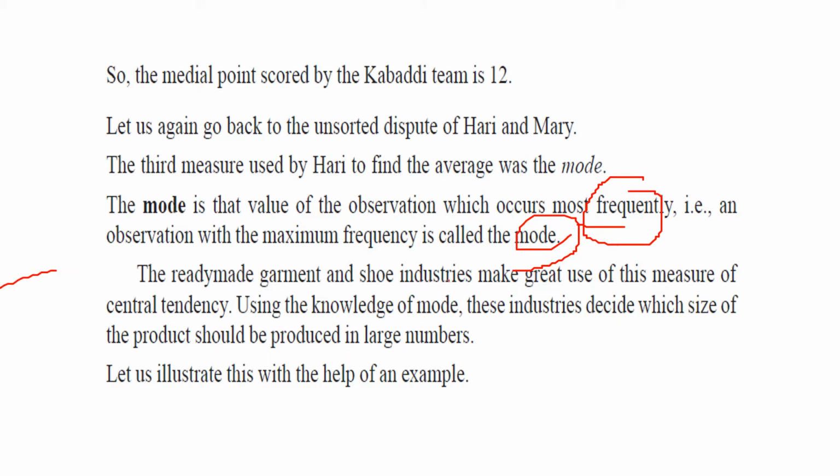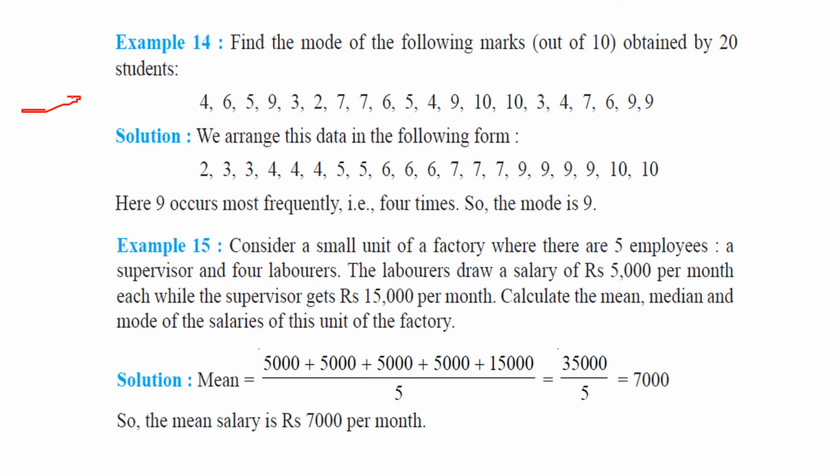The ready-made garment and shoe industry makes great use of this measure of central tendency. Using the knowledge of mode, these industries decide which size of the product they need most, because it is being required, it is being sought after by the customers. See, this is an example.